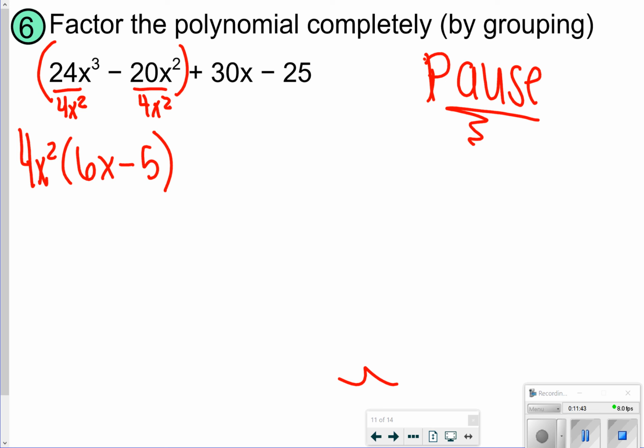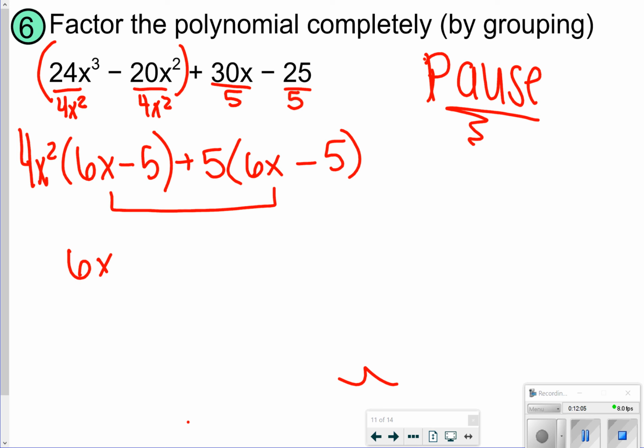30x and negative 25 have a 5 in common, so let's go ahead and do that there. 30x divided by 5 would be 6, and keep the x. Negative 25 divided by 5 is a negative 5. So now that I have my two common binomials, I'm going to first write down 6x minus 5, and then my second binomial will be 4x squared plus 5.